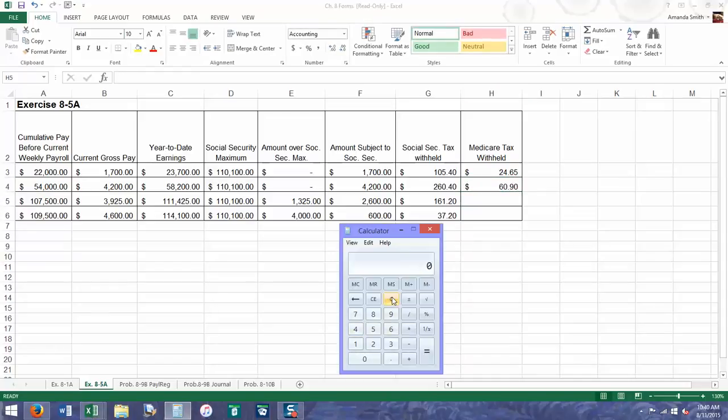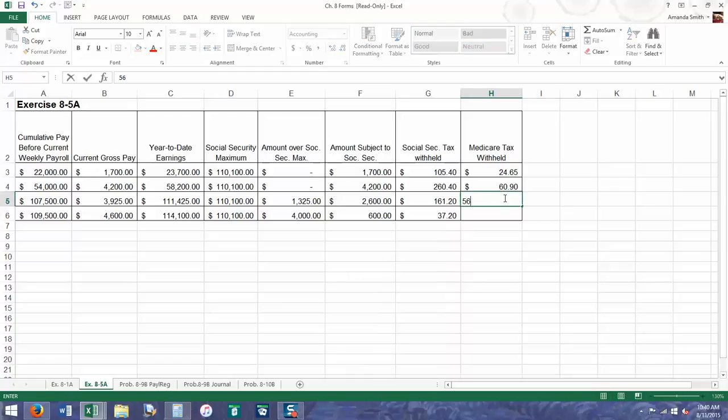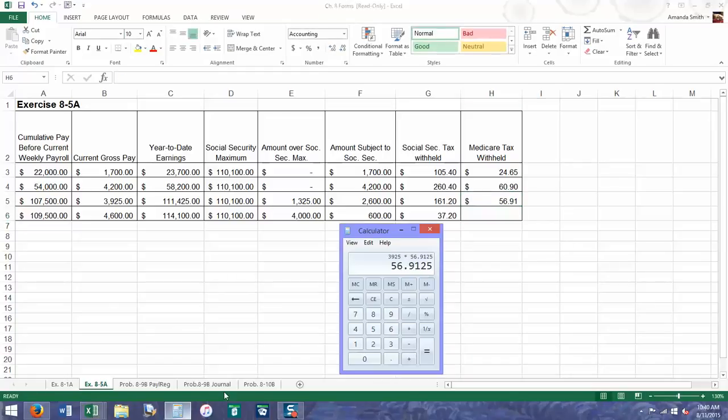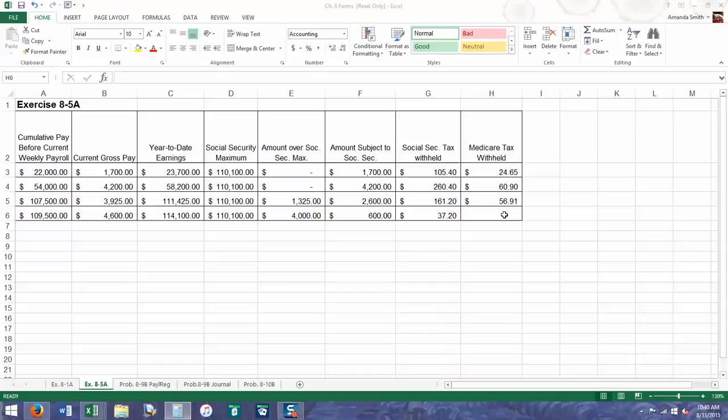And then on these last two, make sure you look at the current gross pay amount. So we have $3,925 times the 1.45%. And so this is going to be $56.91. And the last one, 4,600 times 1.45% gives us $66.70. And that is all you have to do for these first two problems. If you have any questions on them, please let me know, and I hope you guys have a great day.